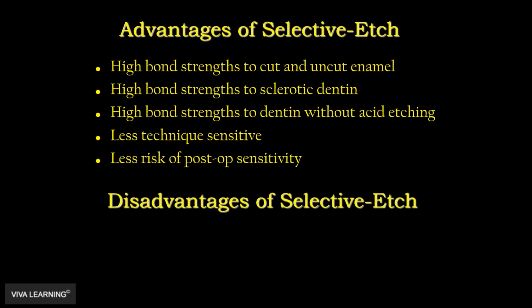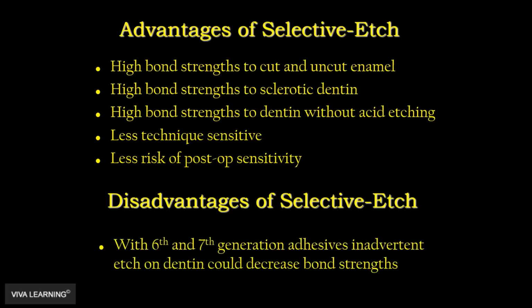The disadvantages of selective etch: there is one big disadvantage. If you're using a 6th or 7th generation self-etch adhesive, it's very important that the etch doesn't get on the dentin. If it does, it can actually decrease bond strength. So with the selective etch technique, you have to be very careful if you're using a 6th generation adhesive system that you keep the etch just on the enamel and not let it bleed over onto the dentin, because you can literally be counterproductive and decrease bond strengths to dentin.